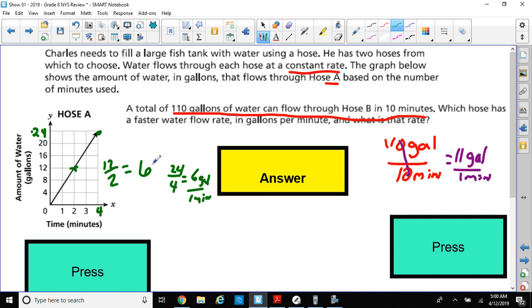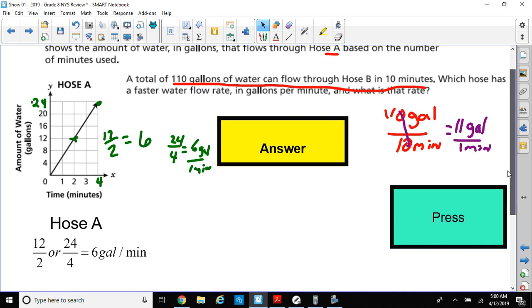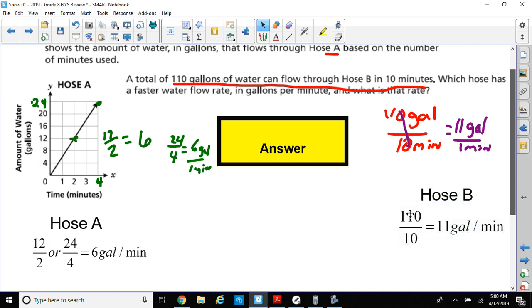So let's click some of these boxes here. 6 gallons for 1 minute in hose A. I reduced both fractions, 12 over 2 and 24 over 4, to 6 gallons for 1 minute in hose A. And hose B was reduced down to 11 gallons in 1 minute.